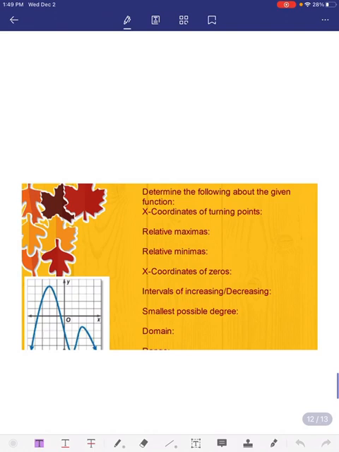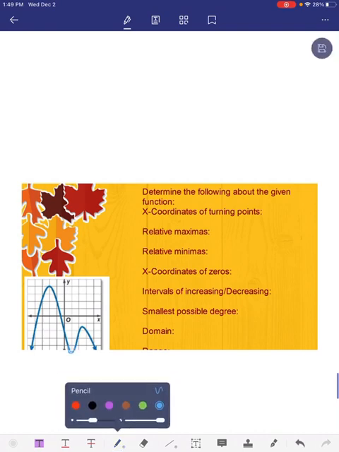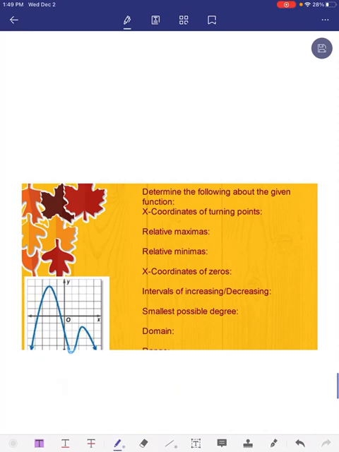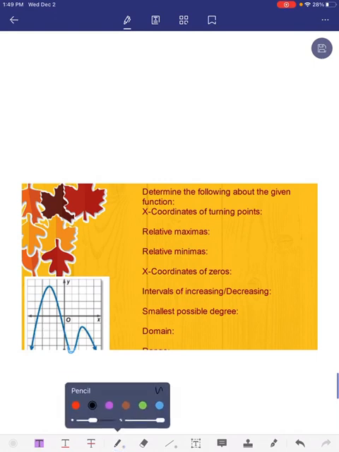So let's take everything that we've done and combine it all together. It says, determine the following about the given function. So I have a nice pretty graph there. It cut it off a little bit at the end, but we're going to assume that it continues in a similar manner. There we go. So it says the x-coordinates of our turning points. So when I'm looking at my x values, I'm looking for my turning points. Notice that we have 3 turning points.